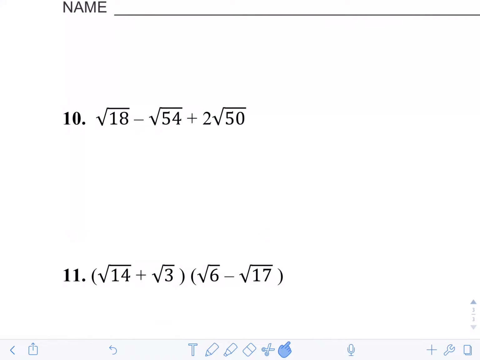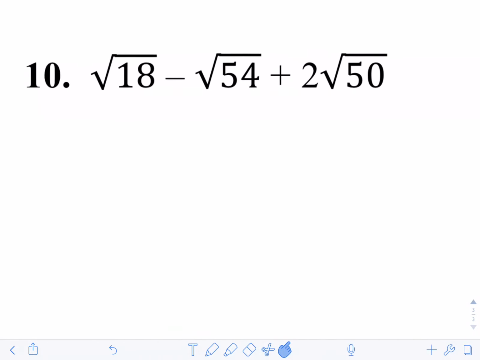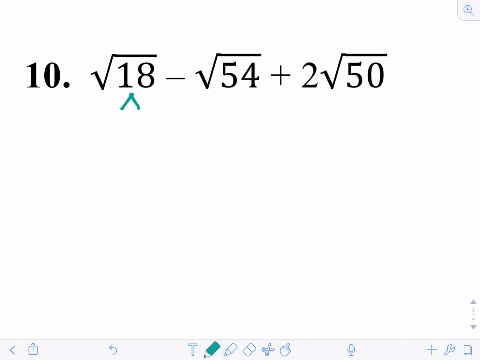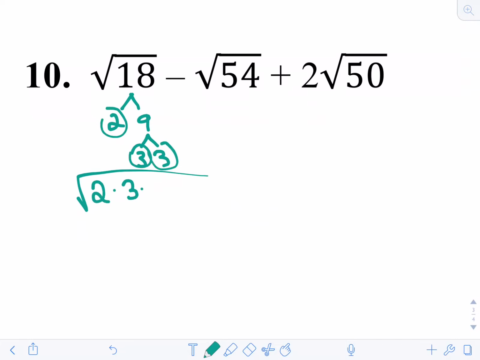Number 10, we are going to combine what we can. So I'm going to start with the square root of 18. So square root of 18, that's 2 and 9. That's 3 and 3. So we have 2 times 3 times 3. I have a pair of 3's I can write down, cross off. I have a 2 left over.